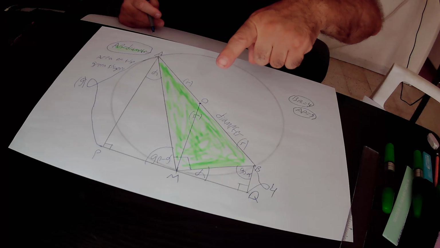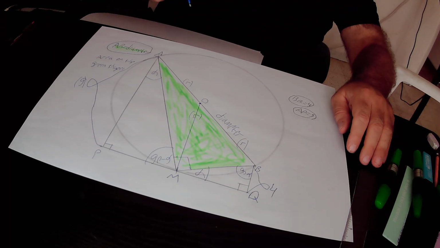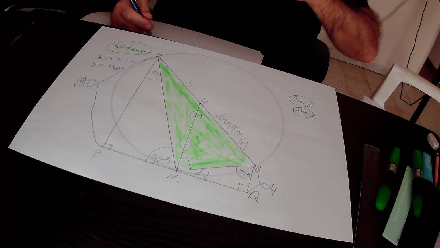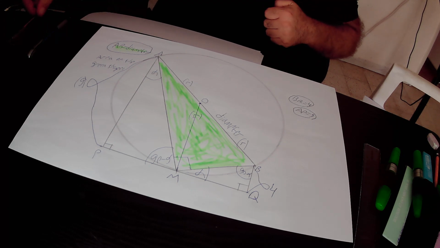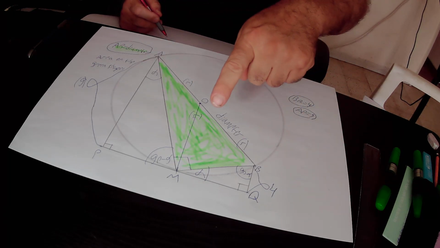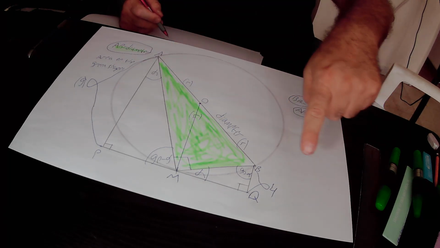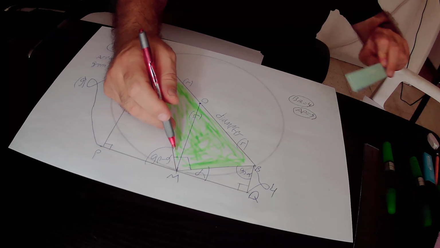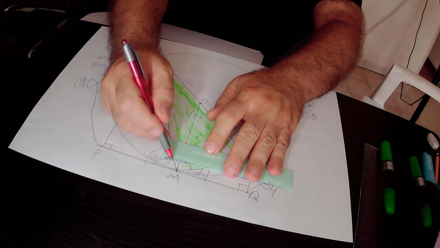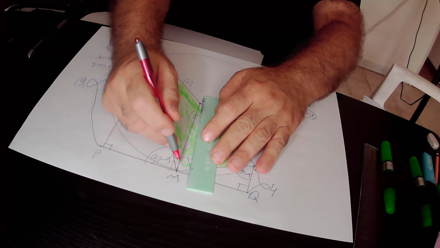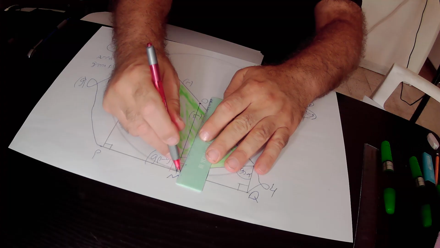The radius OM is equal to R. The radius OM is drawn to point M, that is the point of tangency of tangent PQ with this circle. Whenever a radius is drawn to the point of tangency, the tangent PQ will be perpendicular to the radius MO. If PQ is perpendicular to MO, it means that this angle equals 90 degrees, and this angle also equals 90 degrees according to rule 1.